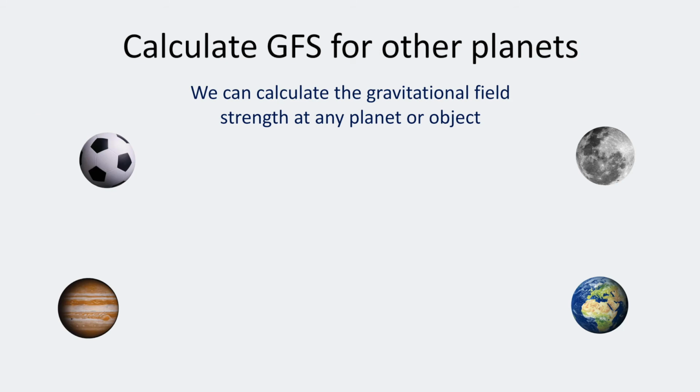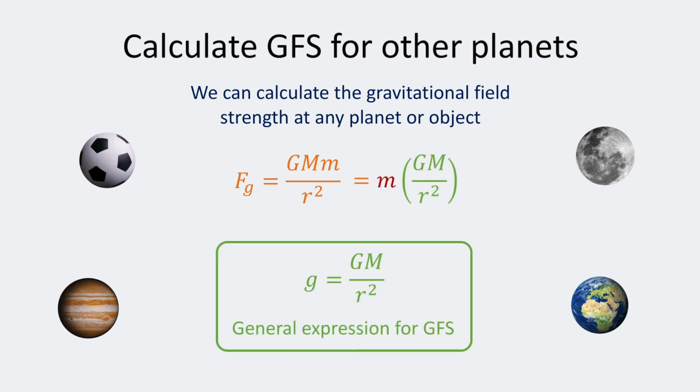We can use Newton's universal law to calculate the gravitational field strength of other planets. Starting from the law, we can separate out the mass of the object, ending up with an expression for the gravitational field strength, which we can use to calculate g for the Earth, or for Jupiter, or for a football.